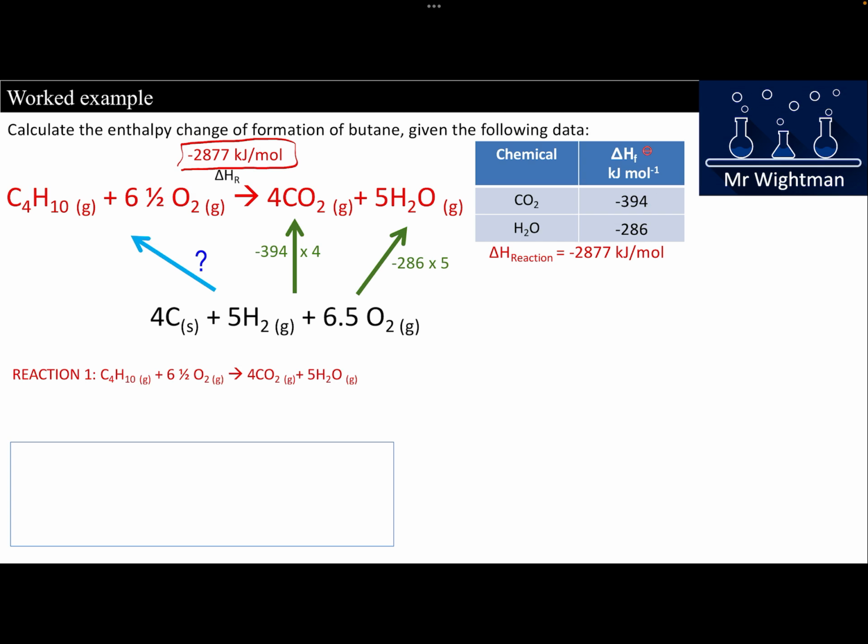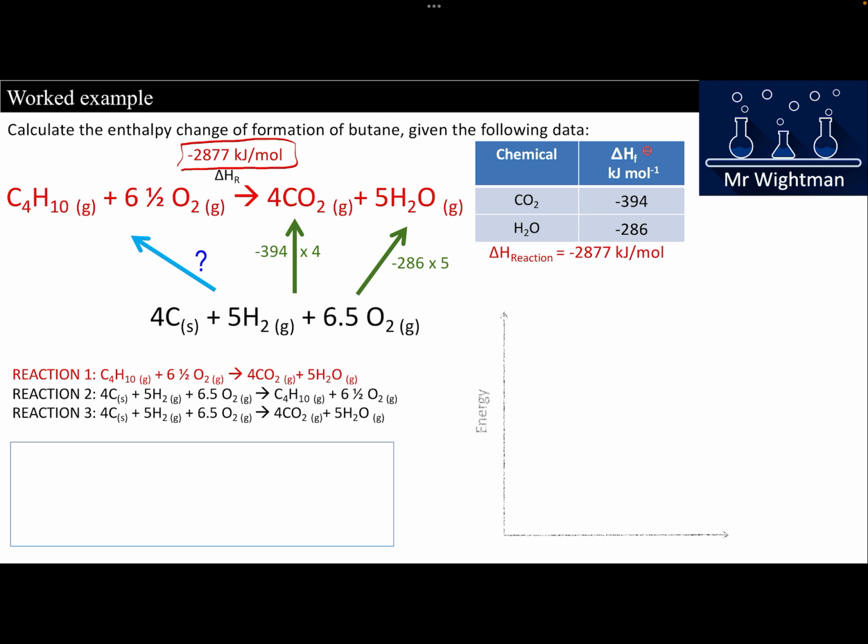So reaction 1, I would say, is the butane forming CO2 and water. Reaction 2 would be my elements forming the reactants, which in this case is what I want to work out. And reaction 3 is forming my products from my elements, and then I can construct a diagram to be able to calculate this, or I can do products minus reactants. So I'll go with my diagram on this occasion.